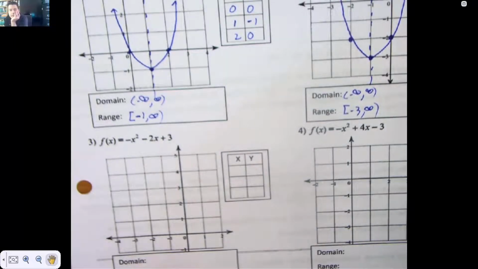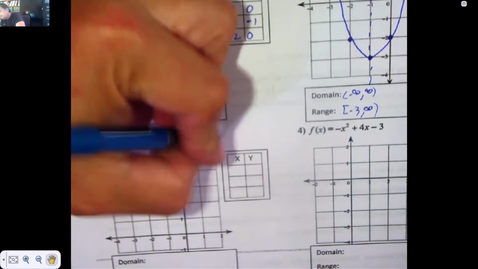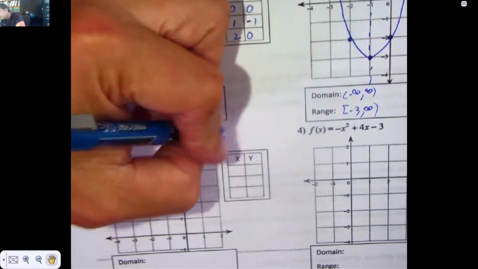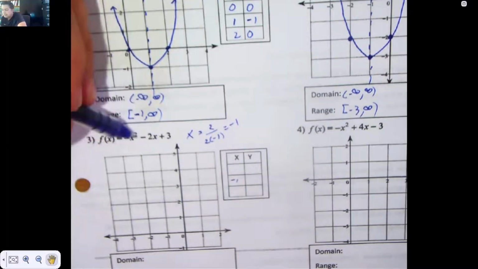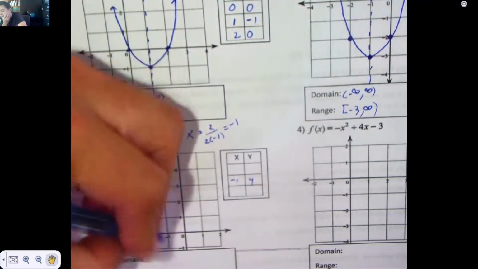Oh, anything tricky about this one? We just got a negative and a negative. So again, we do opposite b over twice a. That's going to be 2 over negative 2, which is negative 1, just like the last one. Vertex goes in the middle. If I throw a negative 1 at this thing, it's going to return negative 1 plus 2, which is 1, plus 3, which is 4. So back 1, rise 4.